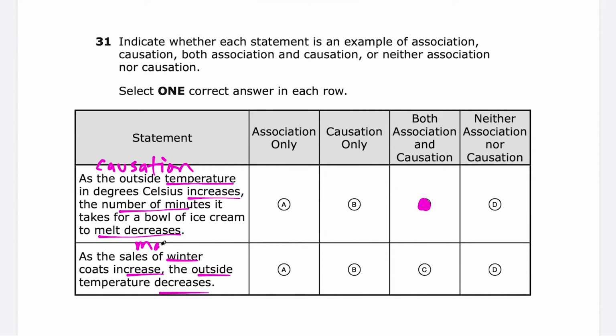This one here is definitely a maybe of some sort. Maybe I'll buy a winter coat as the temperature decreases, but maybe I'll just keep my same winter coat from 10 years ago and save money. So yes, sales will go up, and there's definitely an association between the two, but this one is going to be association only, because people could just hold out and not buy a winter coat this upcoming winter season. Now, the ice cream can't hold out. The ice cream can't say, I'm just not going to melt as you raise the temperature. There's no control over whether the ice cream melts or not. The heat is just going to do that to the ice cream. So this second statement here is association only.